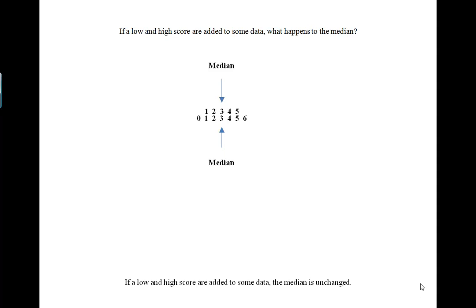If a low and high score are added to some data, what happens to the median? I don't know. Let's put some data in there. 1, 2, 3, 4, 5. That's some data. I chose it because it's easy to work with, and there's the median. I can point right to it. Now, a low and a high score are added. Now I have 0, 1, 2, 3, 4, 5, 6. What happened to the median? It's the same. These are so easy.